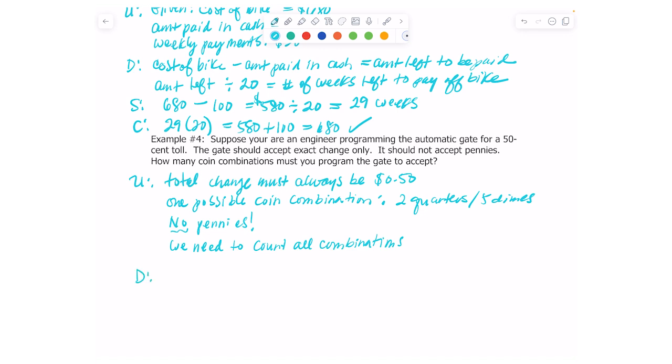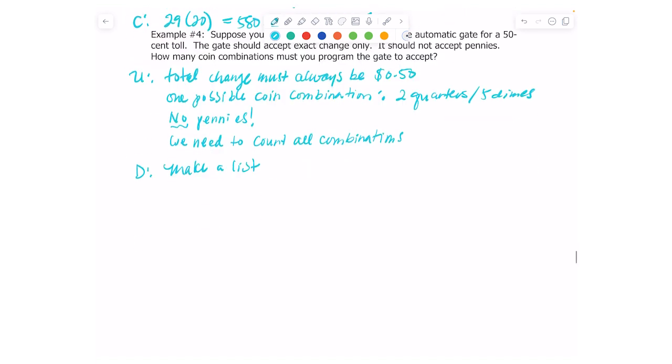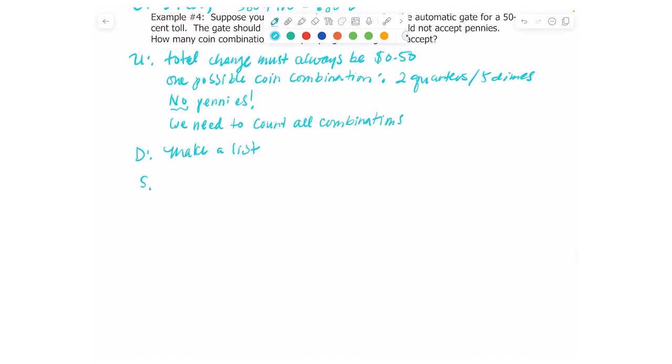So how can we do that and be organized? Well, we can maybe make a list. All right, so for the solving part, I'm going to make a list. I'm going to start out with the highest denomination of coin, because it takes coins, right? It's 50 cents. So a 50 is 50 cents, right? And then we have quarters, and then underneath that dimes, followed by nickels, and remember there's no pennies.